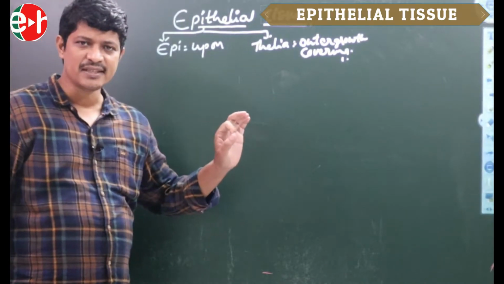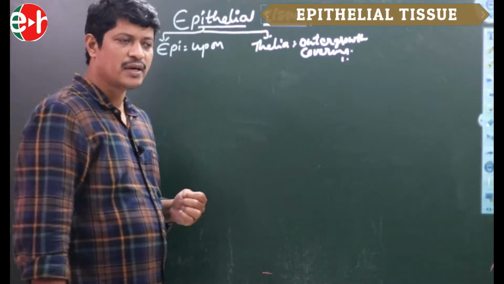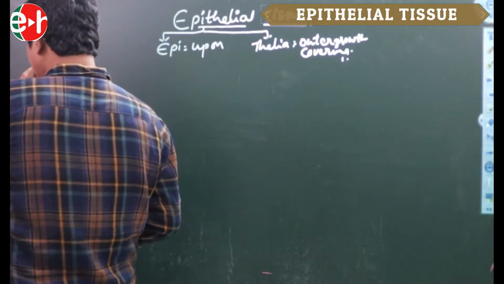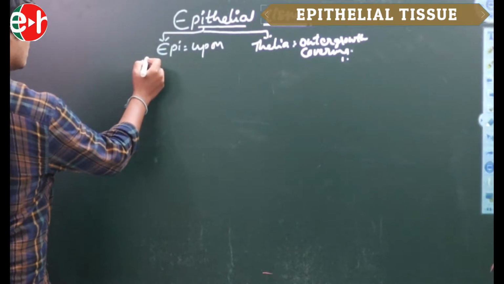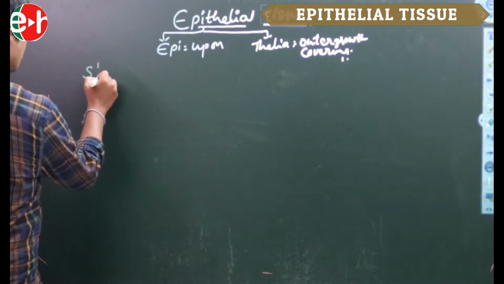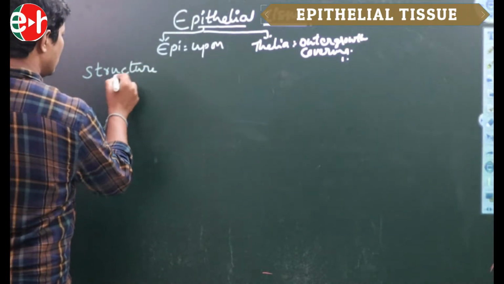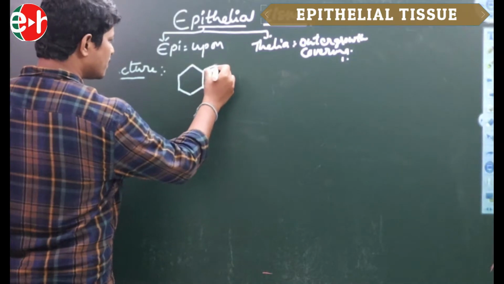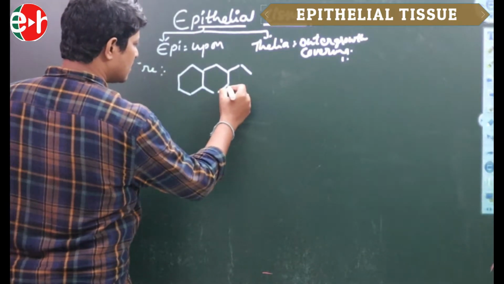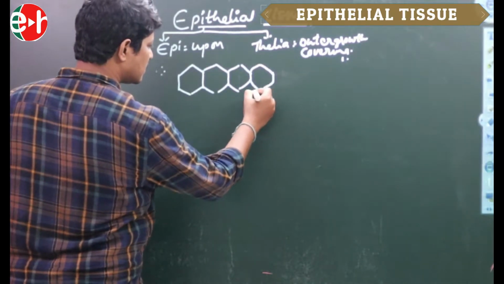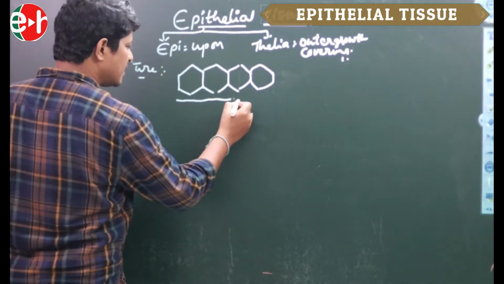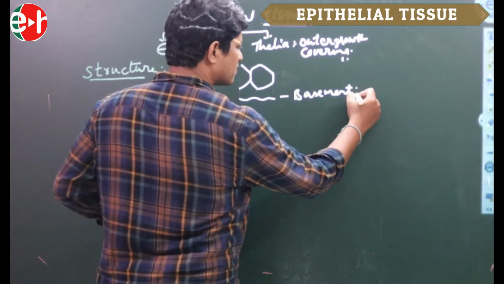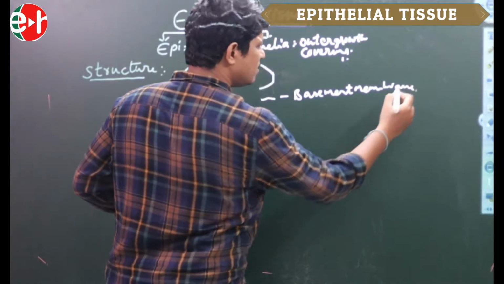So the tissue which covers external body parts, and not only body surfaces but also internal body organs, cavities and ducts, is called epithelial tissue. Here is the structure of the epithelial tissue. Every epithelial tissue has cells, some of them hexagonal, and every epithelial tissue rests on a basement membrane.